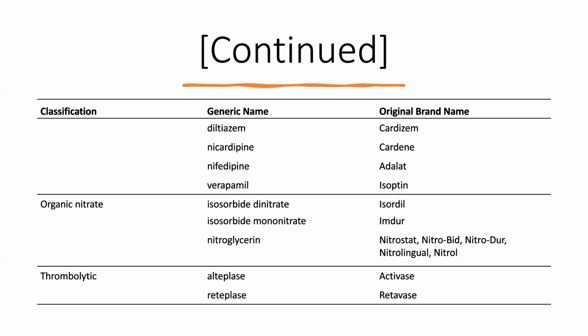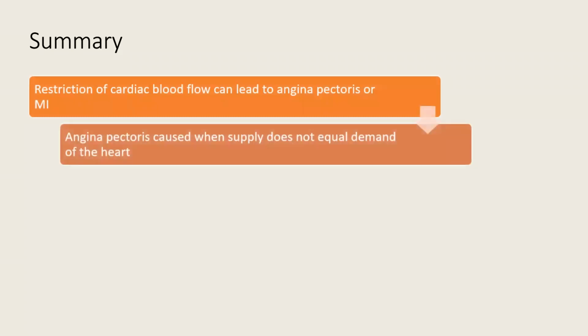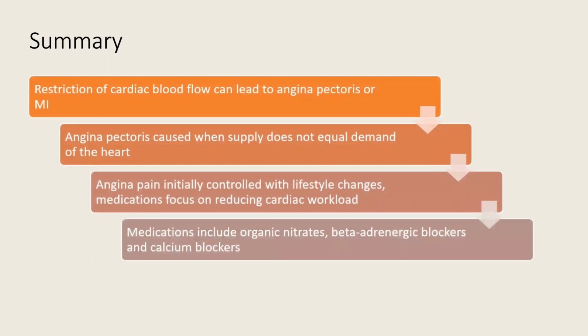Then we have organic nitrates: isosorbide dinitrate, isosorbide mononitrate, and nitroglycerine, which is the first choice of drug for the angina pain. We use thrombolytics like alteplase and reteplase. So in this topic, we understand the restriction of the cardiac blood flow may lead to angina pectoris or MI. Angina pectoris is caused when the supply does not equal the demand of the heart, and the angina pain is initially controlled with lifestyle changes. Medication focuses on reducing the cardiac workload.